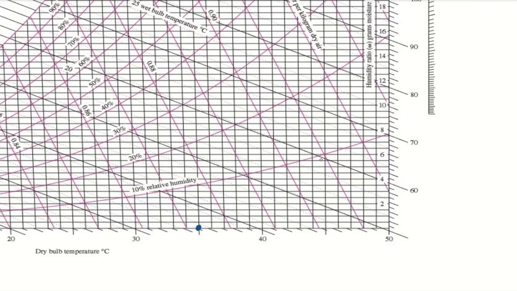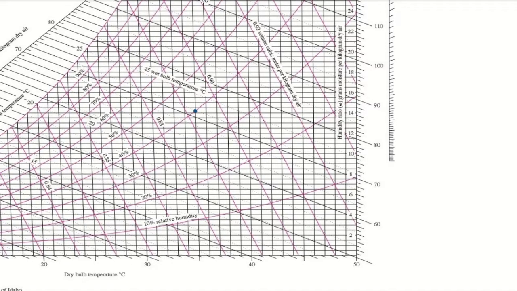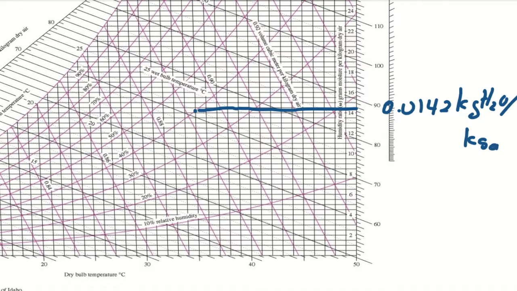So the question asks you all the air properties at this position. You may pause the video and find the answer. Alright. First, you want to find the specific humidity or humidity ratio. From this point that you have determined, you draw a straight line. It should be straight. So the value is 0.0142 kilogram H2O per kilogram dry air.